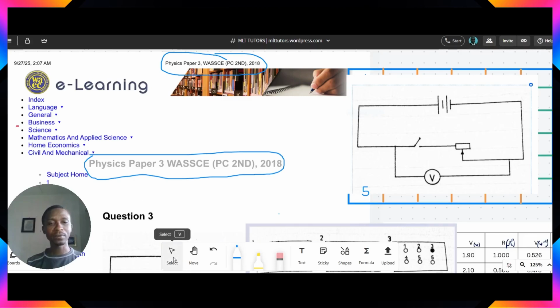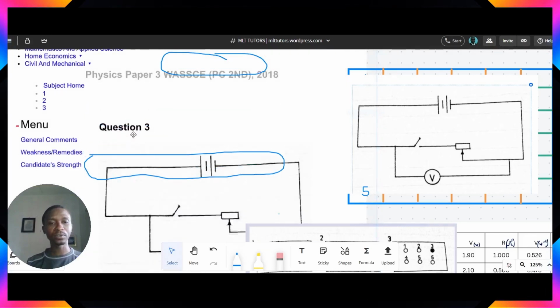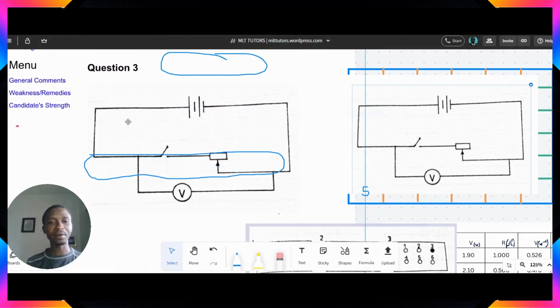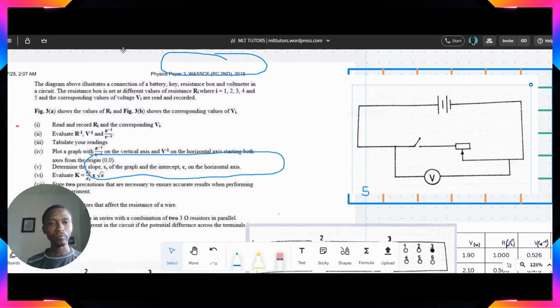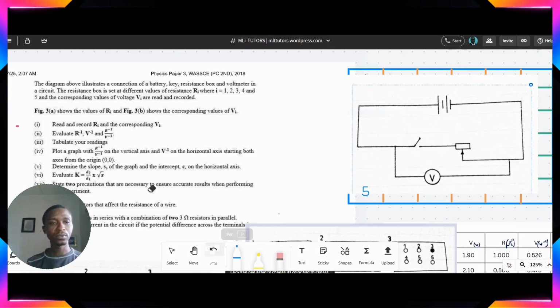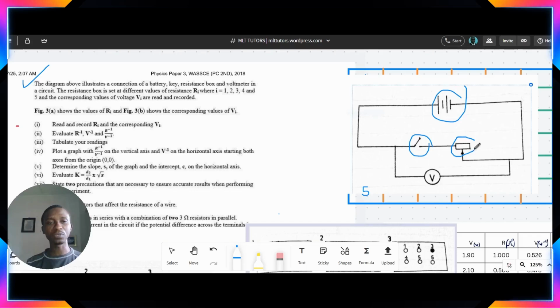Now let's look at the question in detail. We have the circuit diagram, and the question reads thus. The diagram above illustrates the connection of a battery, here is the battery, a key, the plug key, a resistance box, here is the resistance box, and a voltmeter, here is the voltmeter in the circuit.